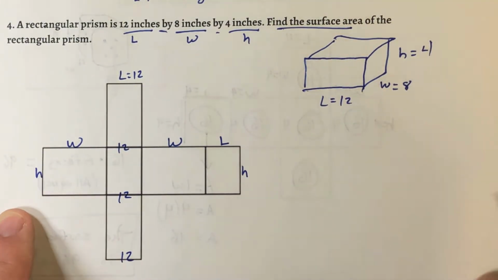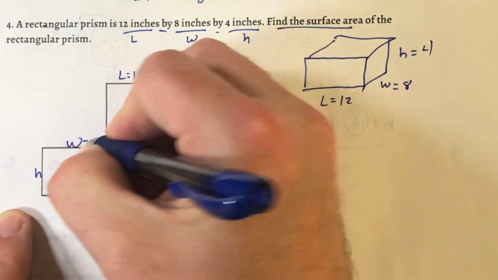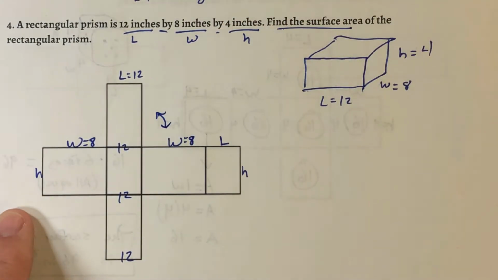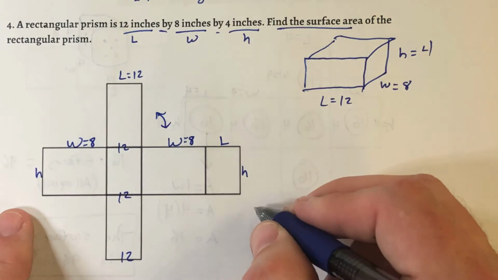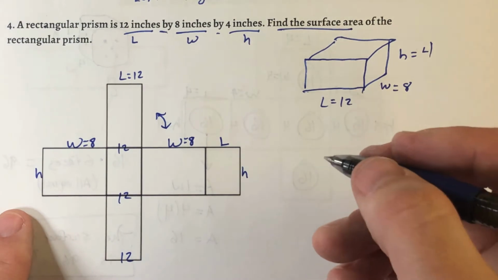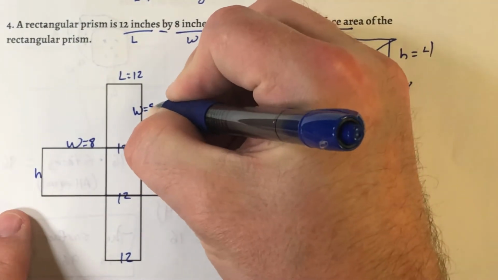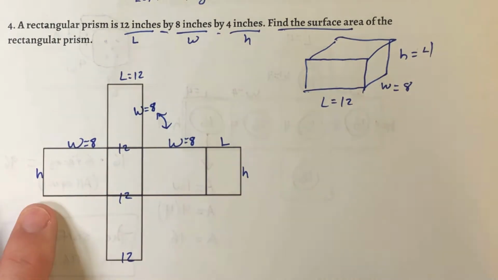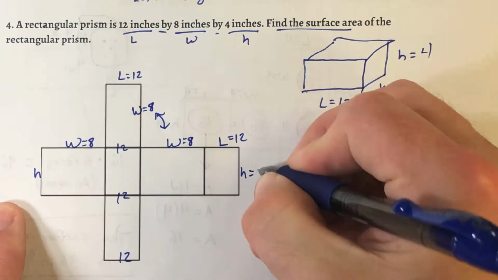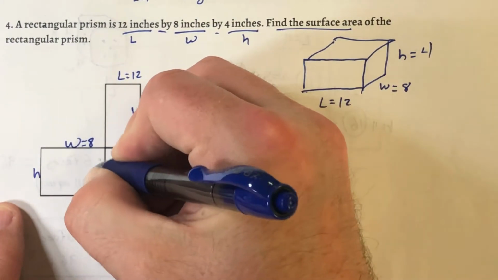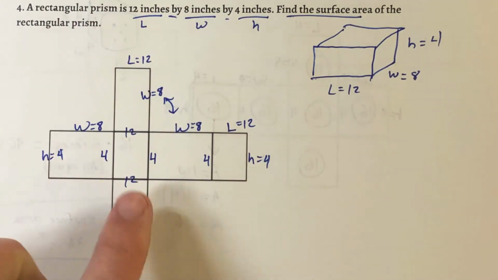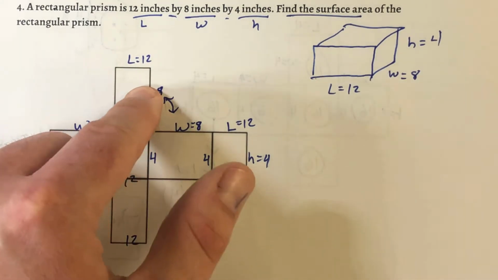My widths are going to be 8. So that's 8. That's 8. Don't forget, these two have to be the same. It doesn't matter what it looks like because most likely you're going to be drawing these nets and they're not going to look perfect. So never base things off of looks. So that's going to be the width, and that's going to be 8. Oh, I forgot a length. That length is 12. All right, heights. The heights are 4. So that's 4, that's 4, that's 4, that's 4, that's 4. Pretty much have everything labeled except for this one. But again, I know that that's going to be the same as that.